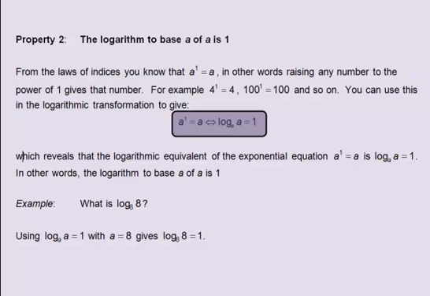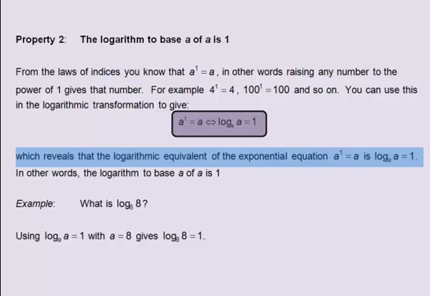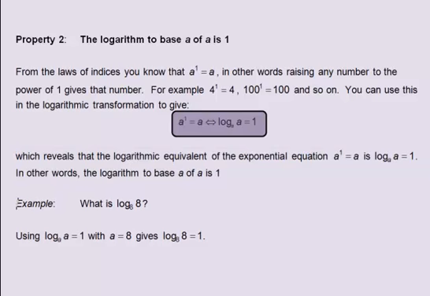a to the power 1 equals a transforms to log to the base a of a equals 1, which reveals that the logarithmic equivalent of the exponential equation a to the power 1 equals a is log to the base a of a equals 1. In other words, the logarithm to base a of a is 1.